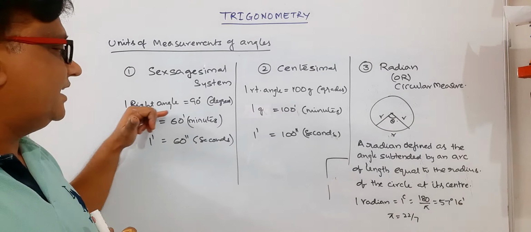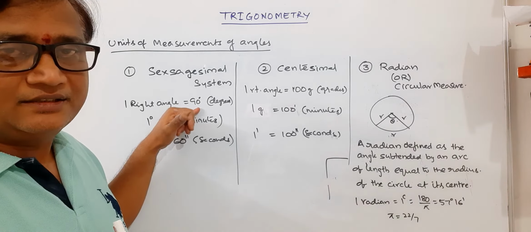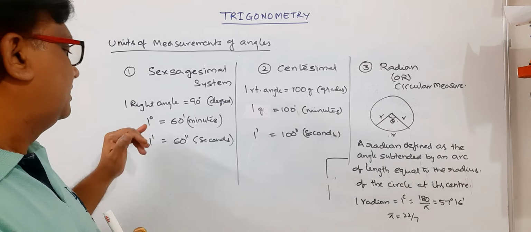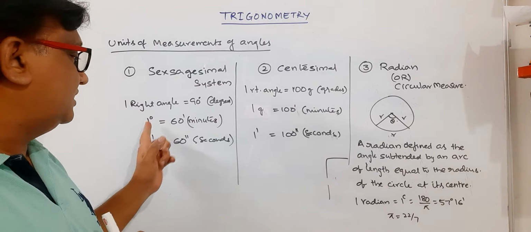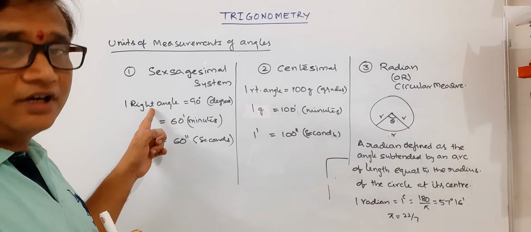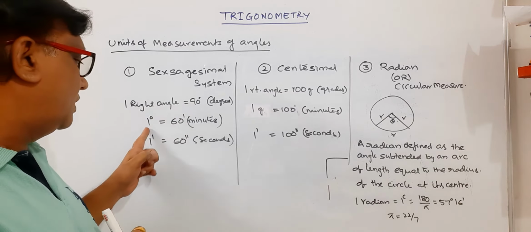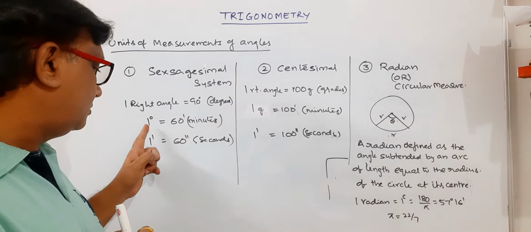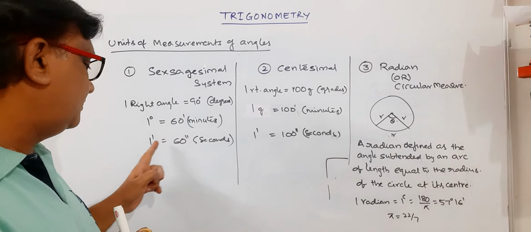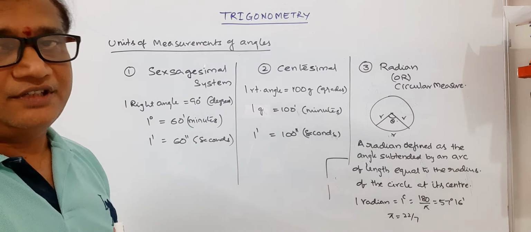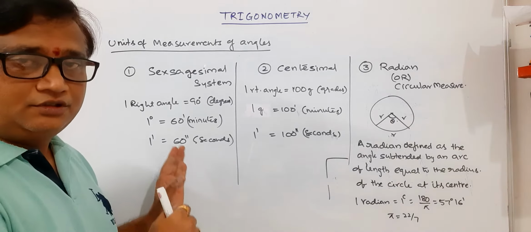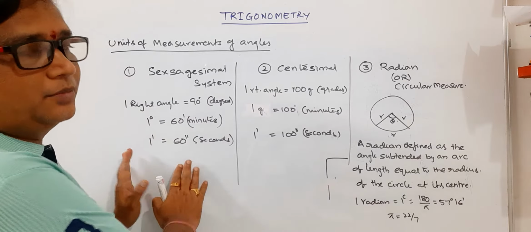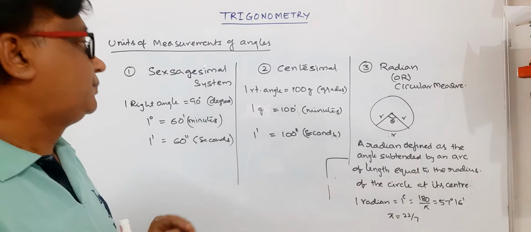So right angle means it is 90 degrees. A 90 degrees means one right angle. So 1 degree means 60 minutes. Don't take the time, okay? So 1 degree is 60 minutes and 1 minute equal to 60 seconds. Purely we are taking this one only.